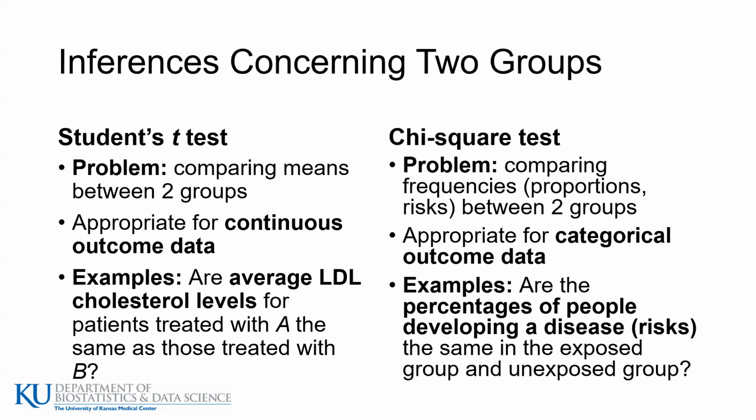The chi-squared test is also used when we have 2 groups. It can also be used if there's more than 2 groups. And this is appropriate for a categorical outcome variable. So as an example, if our research question was, are the percentages of people developing a disease or those at risk of a disease the same in the exposed group versus the unexposed group? So here the outcome variable is the people with the disease versus not. And so this is a categorical outcome.